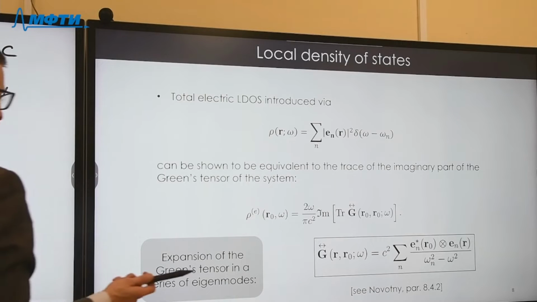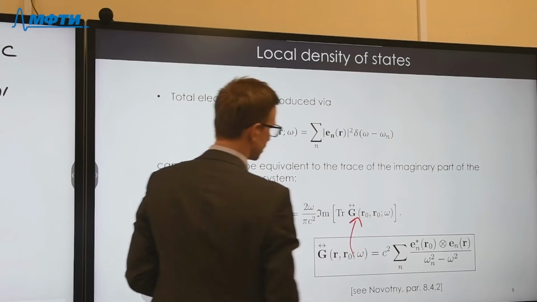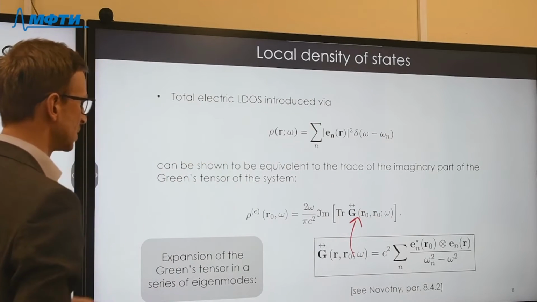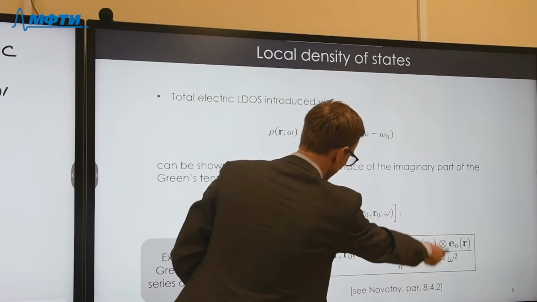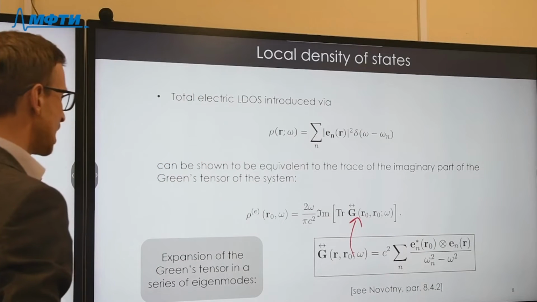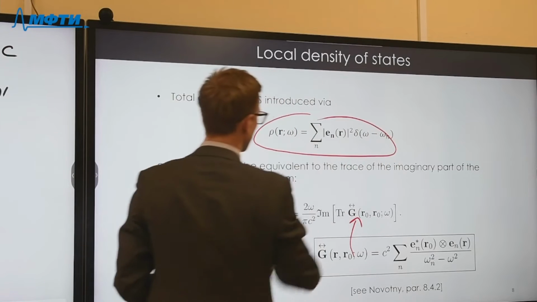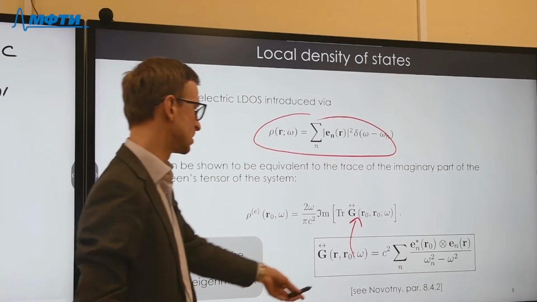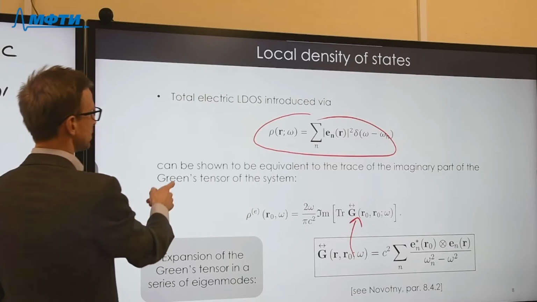So a straightforward way to verify this is to plug this here into the expression for the density of states, expand, calculate the trace, imaginary part, expand all this crazy sum, and in the end you're going to obtain just this. This derivation, if you're interested, is done in Principles of Nano-Optics by Novotny. So the point is these two definitions of the local density of states are absolutely equivalent to each other.